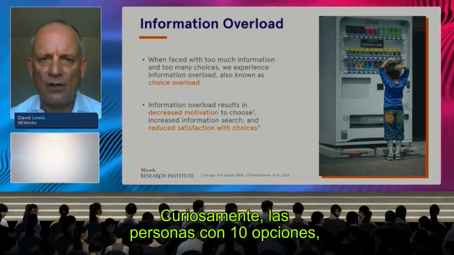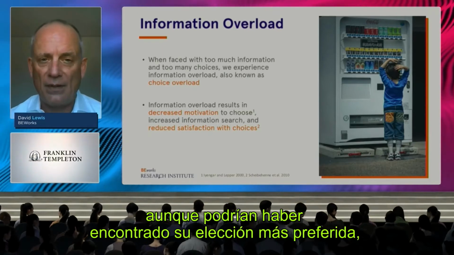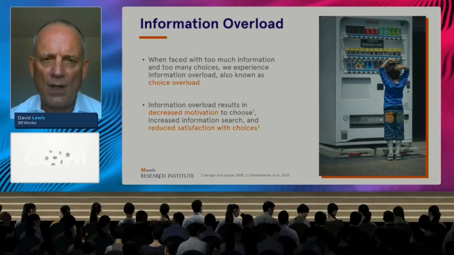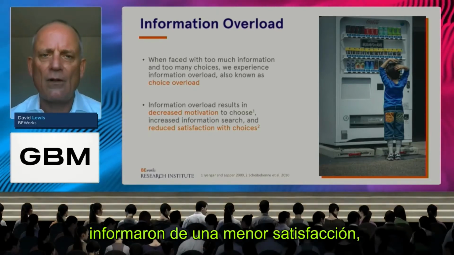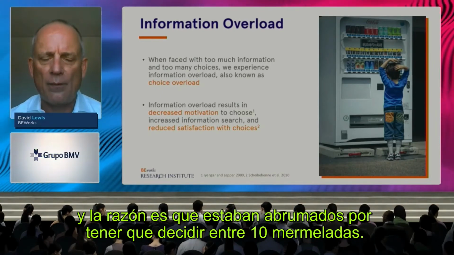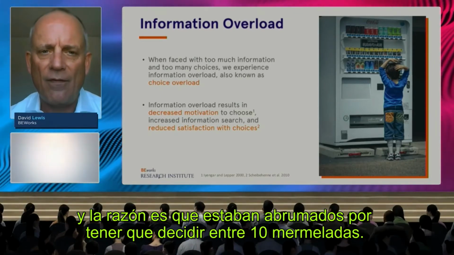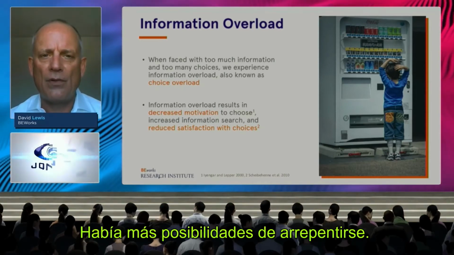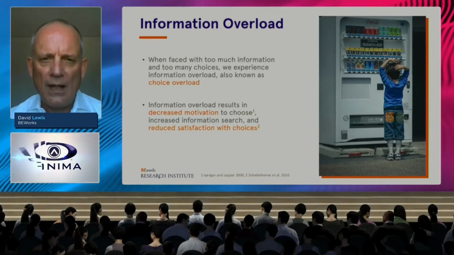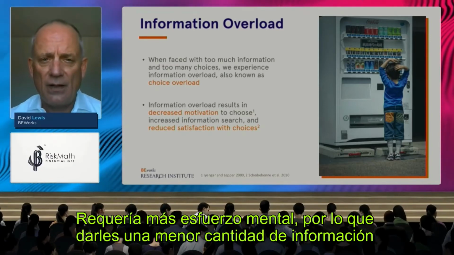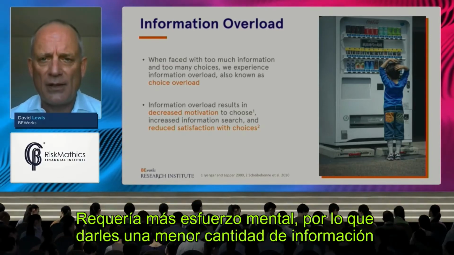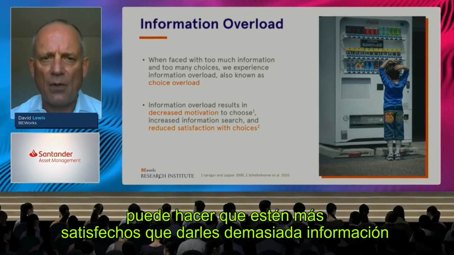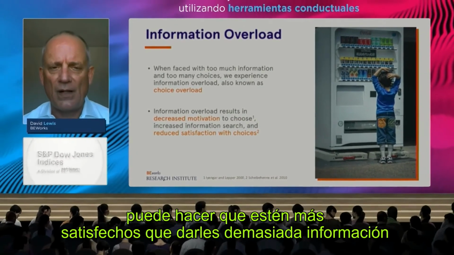Interestingly, the people with 10 choices, although they might have been able to find their more preferred choice, reported less satisfaction. And the reason is they were overwhelmed by the necessary information of deciding between 10 jams. There was more opportunity for regret, and it required more mental effort. So giving them a smaller amount of information actually can make them more satisfied than giving too much information.